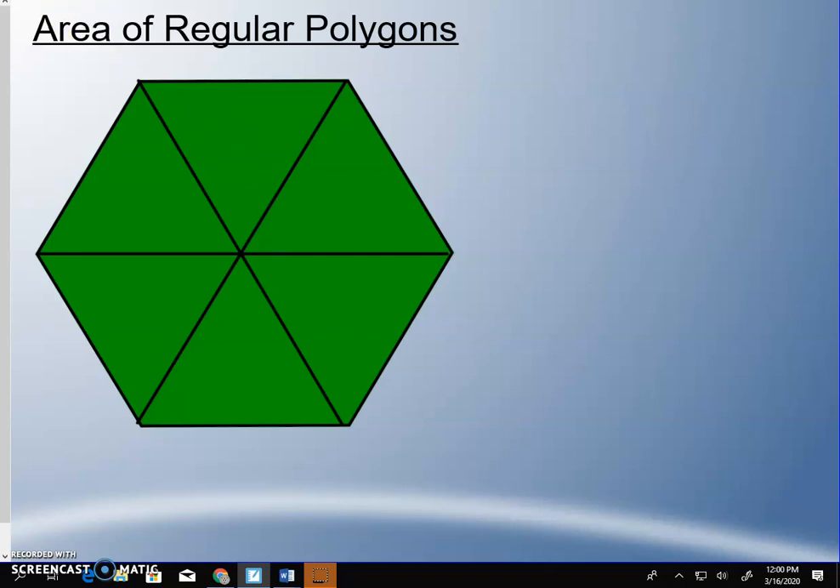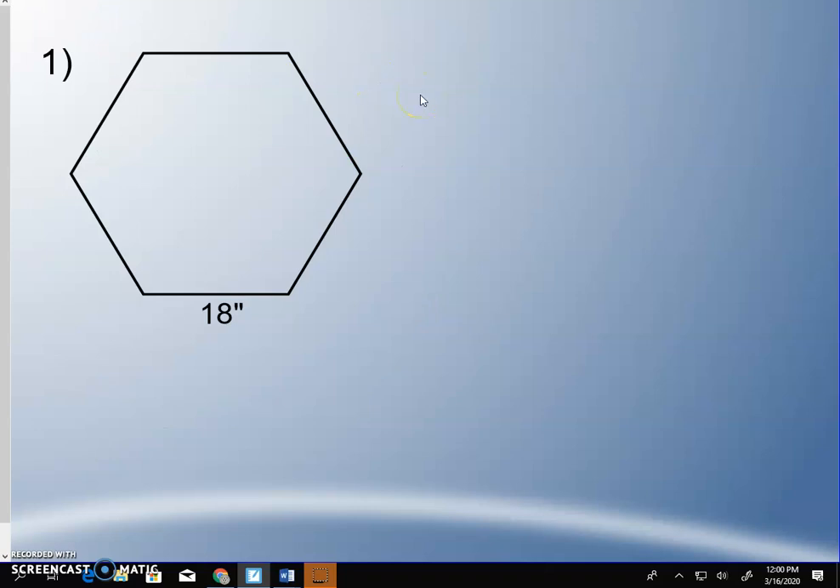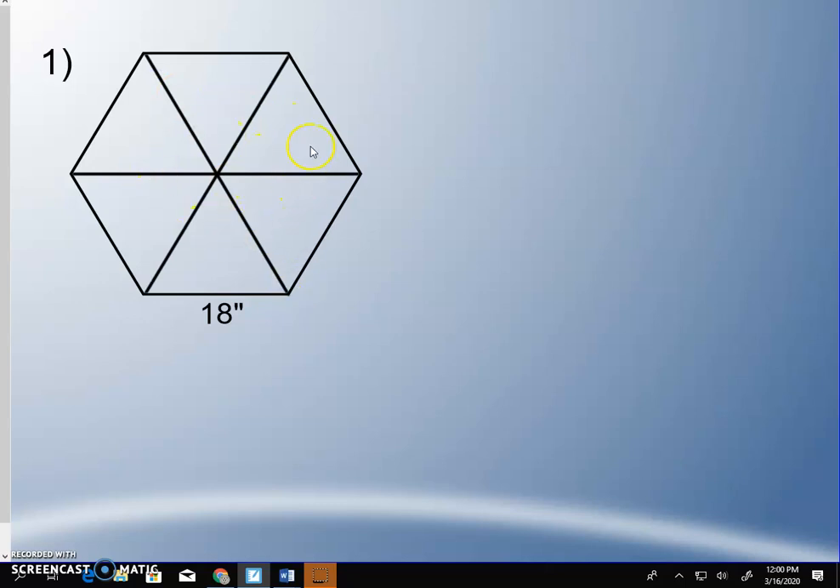Let's do a problem. Problem number 1. We have a regular hexagon, and each side is 18 inches. I think it says centimeters on your guided notes, but that's fine. It's not going to change what we do. So the first thing you'll notice we do is we divide this up into 6 congruent triangles. And you know the formula for the area of any triangle is 1/2 the base times the height. Now, in order to find the base and the height, we're going to have to draw in this perpendicular.